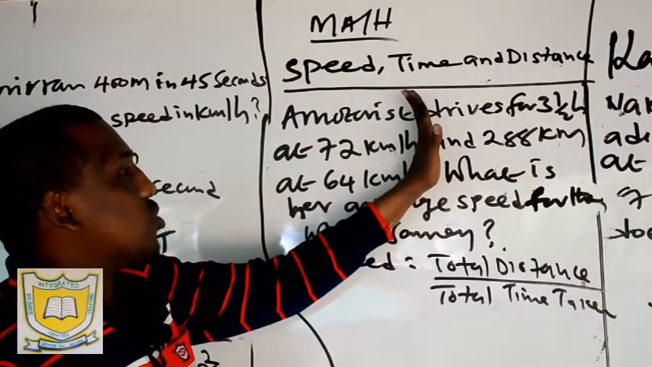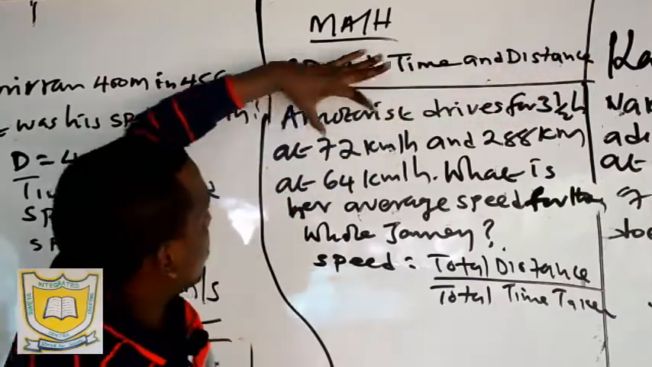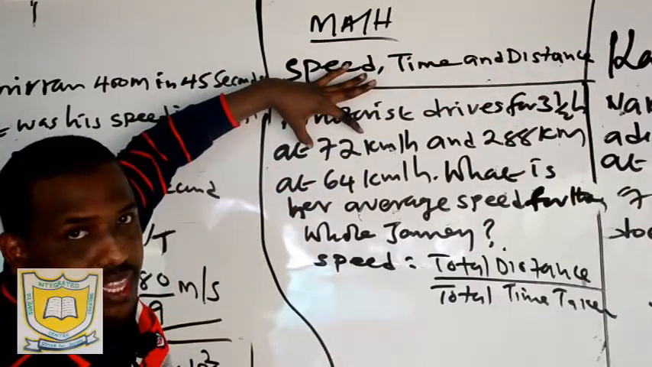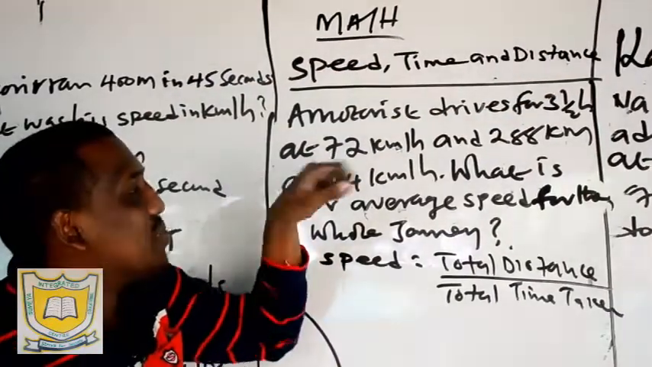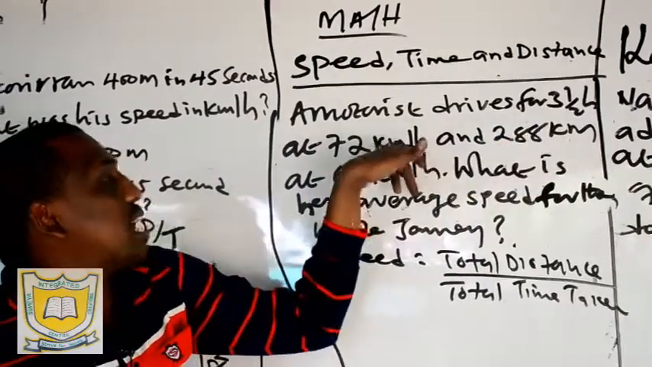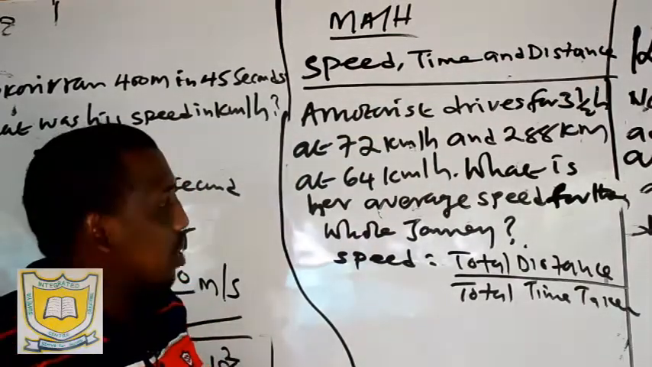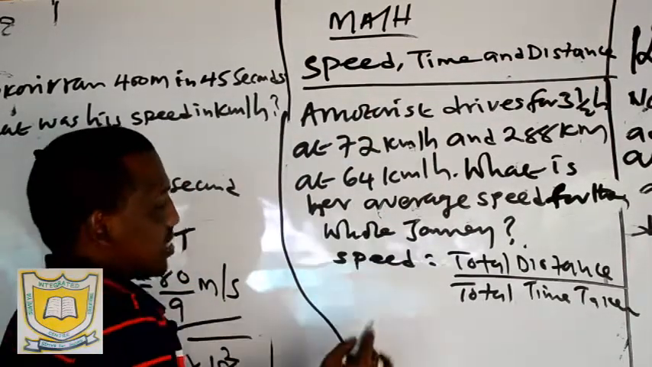Up to here now. Let us stop there. So from here, he took 3.5 hours and he used a speed of 72 kilometers per hour. But what are we lacking? We are lacking the distance now. We don't have the distance. We are given the speed and also the time he took. Let us get the distance of that part now. So how do we get the distance now?